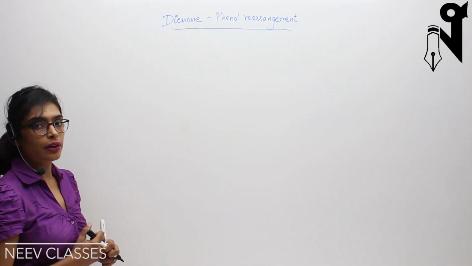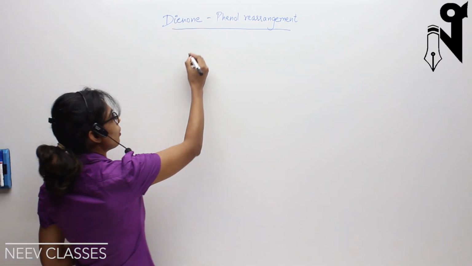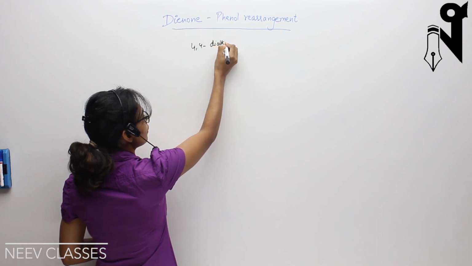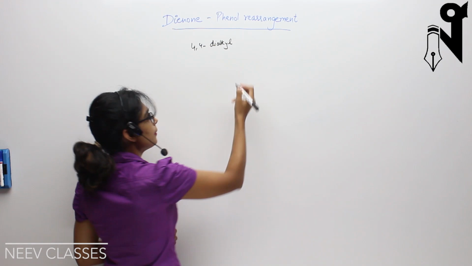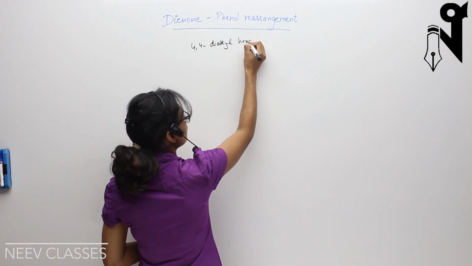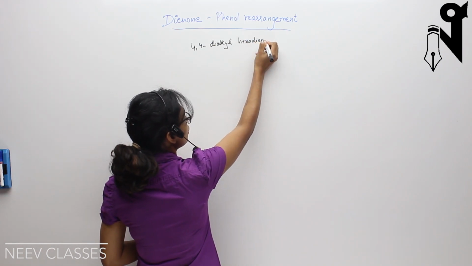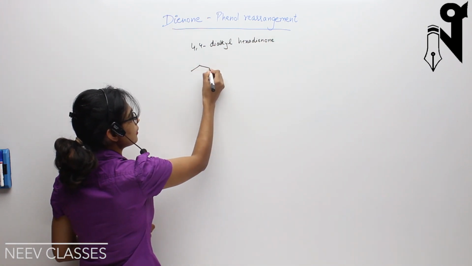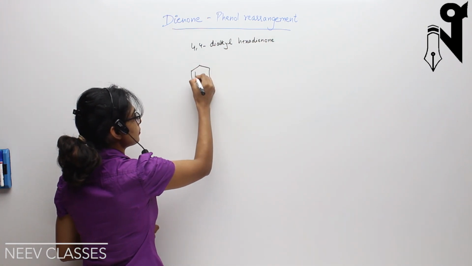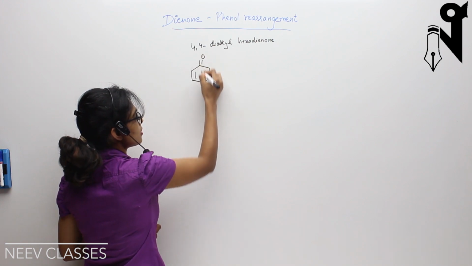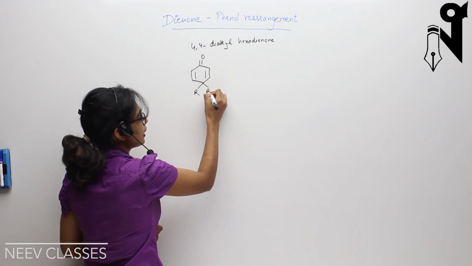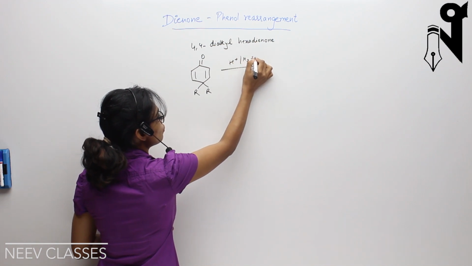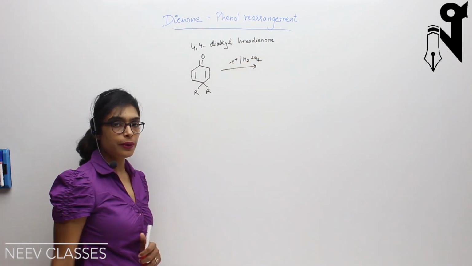What is a dienone here? We'll be talking about 4,4 dialkyl hexadienone. So how will it look? It looks like this. This is the structure, and when in the presence of an acid, we can take H2SO4, or any other strong acid over here.